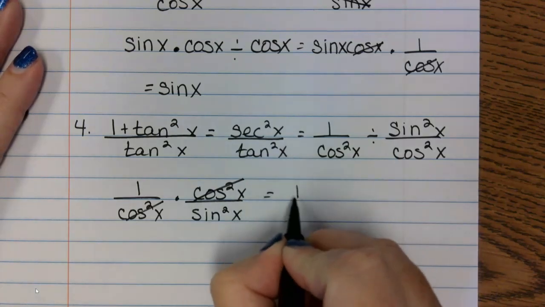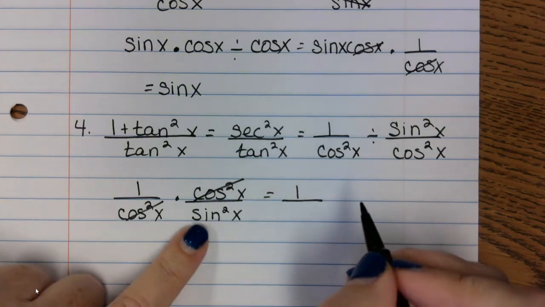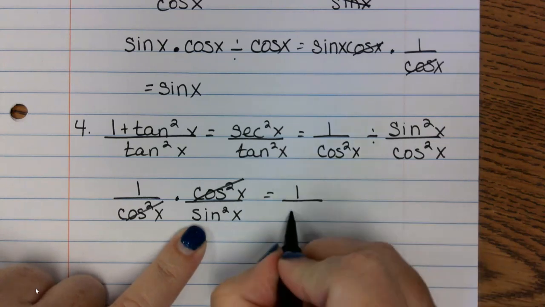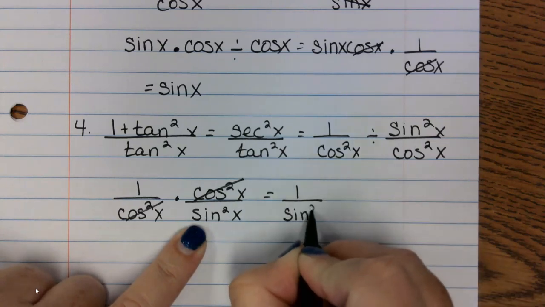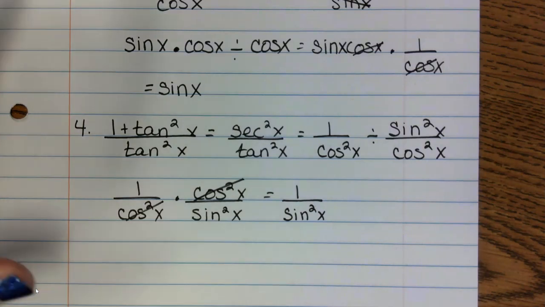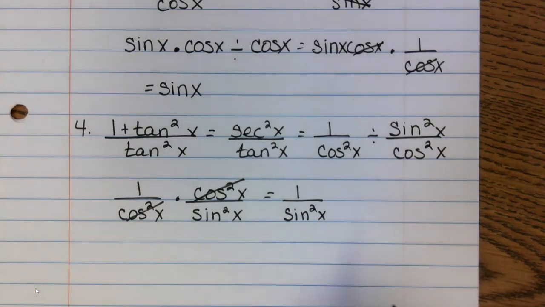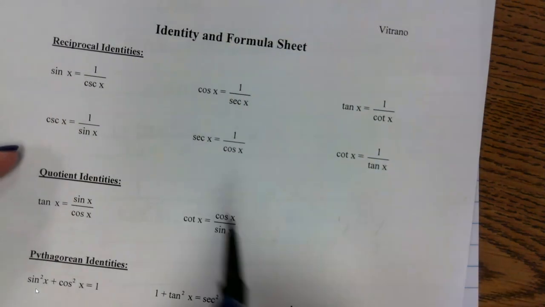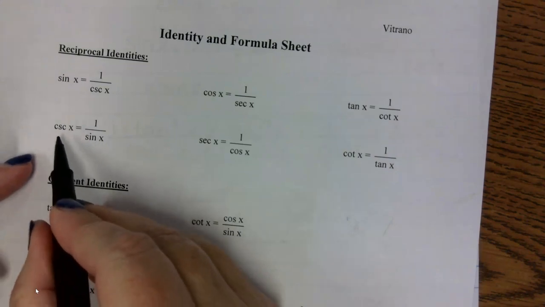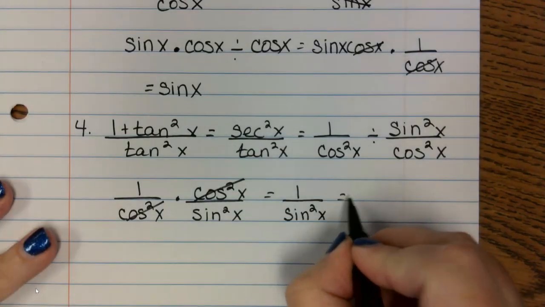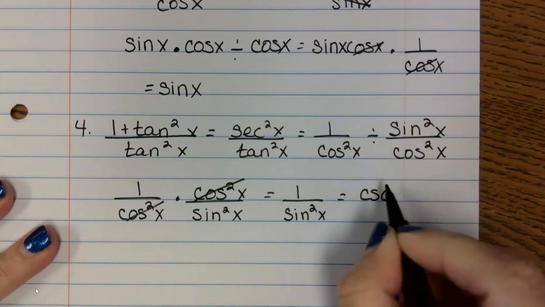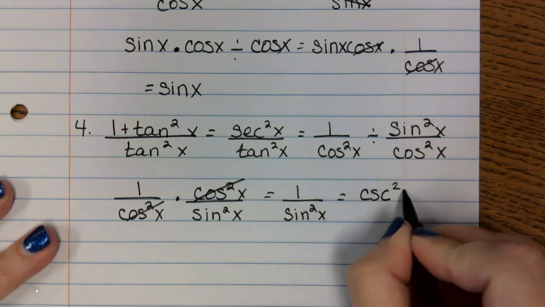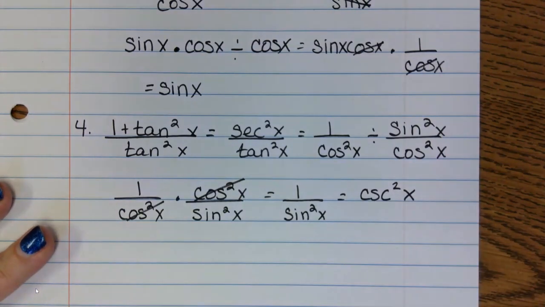And please be aware, you see how my sine squared here is at the bottom? We're going to keep it here at the bottom. Okay. Now, what is 1 over sine also known as? So 1 over sine is cosecant. But notice it's squared. Because it's squared, this is squared. So the final answer is going to be cosecant squared.